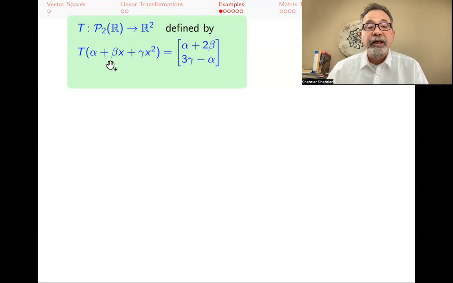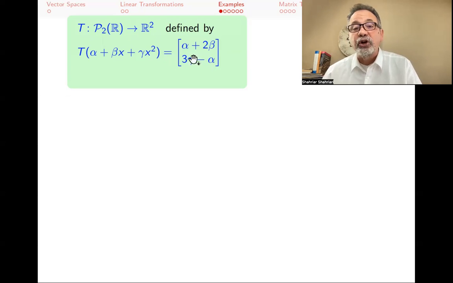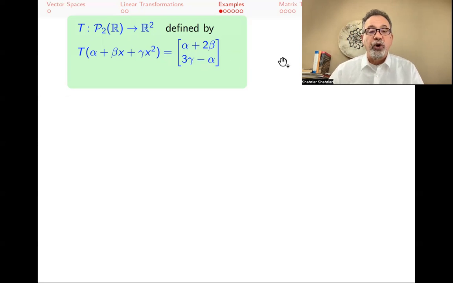And a typical polynomial has a constant term alpha, plus beta times x, that's the x term, plus gamma times x squared. And this is where it goes to. And this is a 2-tuple, so that's an element of R2. Where does it go? It says take the constant term and add it to twice the coefficient of x, and then take 3 times the coefficient of x squared minus the constant term. And those are going to be your two entries in R2.